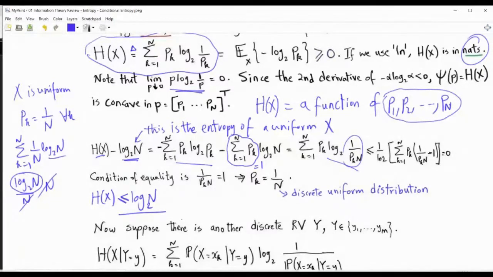There is no other distribution, because remember that the inequality we used here comes with an if and only if condition for equality. So you get equality if and only if this is equal to 1, if and only if bk is equal to 1 over n. So entropy is at its maximum for discrete random variables that take a finite number of values whenever the discrete random variable is uniform. Once you deviate from uniformity, the entropy is lowered.